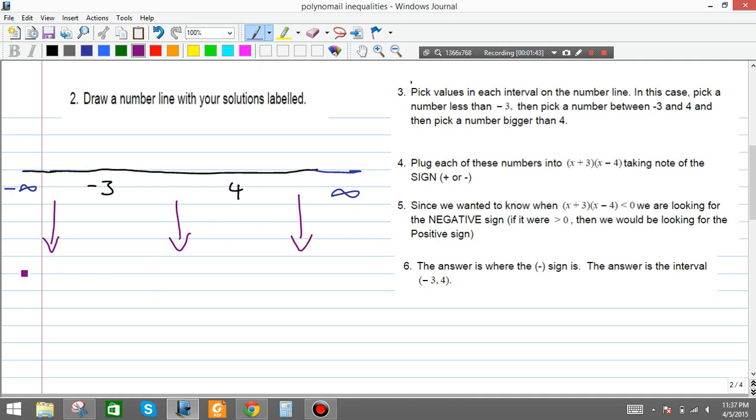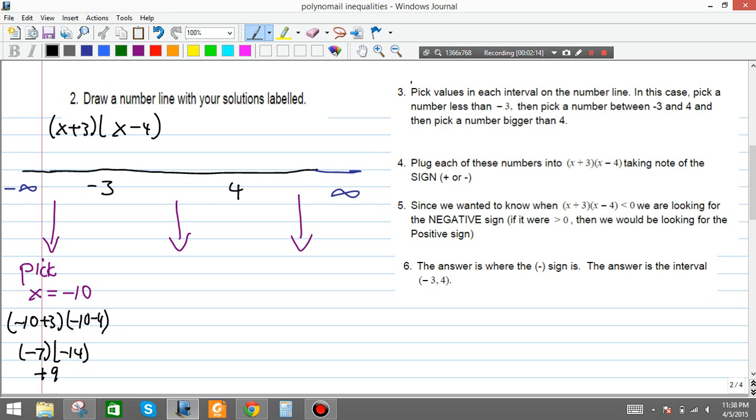Here, I'm going to pick a number less than negative 3, for instance, negative 10, and plug that into (x + 3)(x - 4). When I do (negative 10 + 3) times (negative 10 - 4), that gives me negative 7 times negative 14. That is a positive 98. So all the numbers over here would give me a positive when I'm plugging in.